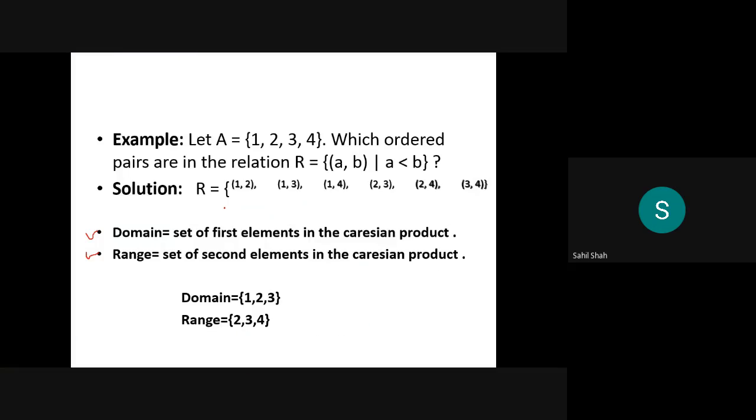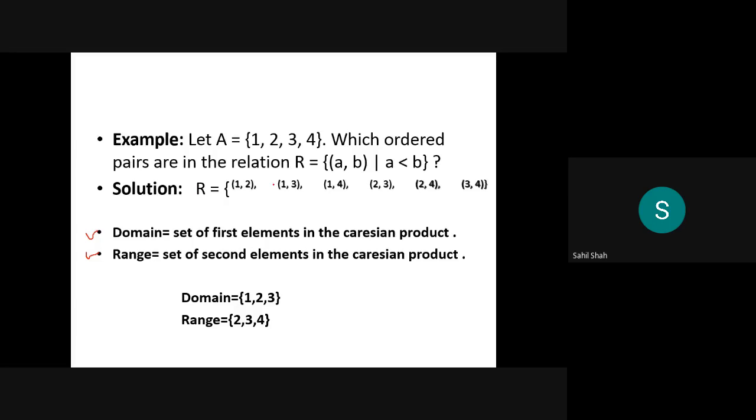Okay. So what is domain? Domain is the set of first elements in the Cartesian product. That means whatever elements you have on the left hand side of the comma will be present in the domain, and whatever elements are present on the right hand side of the comma will be treated as range. So the set of first elements in the Cartesian product is the domain, and the set of second elements is the range. So what is the domain for relation R?